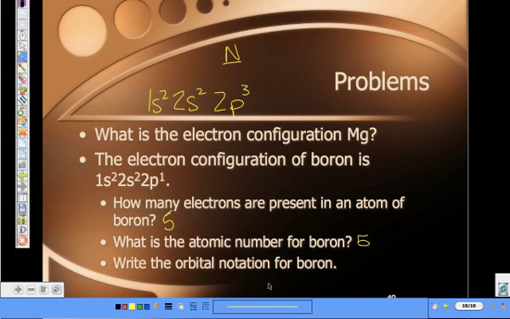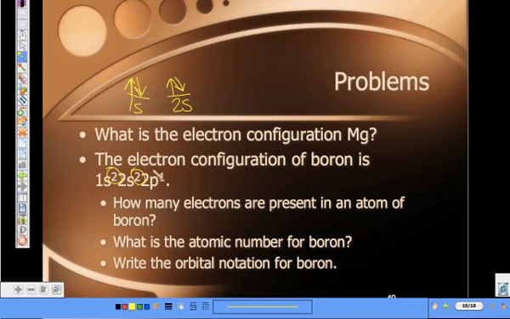Now the orbital notation is those lines and arrows. So the orbital notation for boron, we can just read the electron configuration here and then draw it out as lines and arrows. The first one we have is 1s, and how many orbitals are in the s sublevel? 1 orbital, and we have 2 electrons in that orbital, so we'd have 2 arrows. How about 2s? Still just 1 orbital, right? And how many electrons are in that orbital? 2, so we'd have 2 arrows.